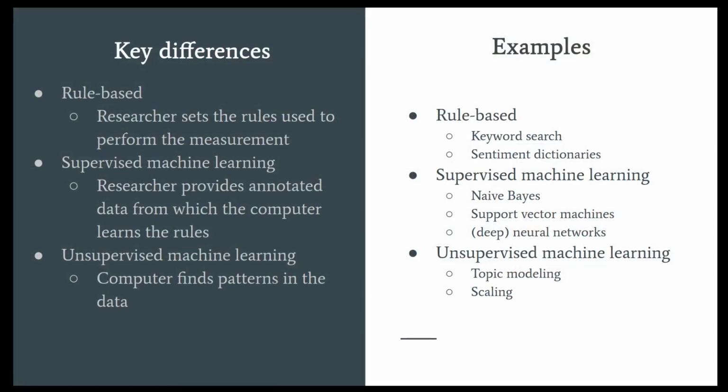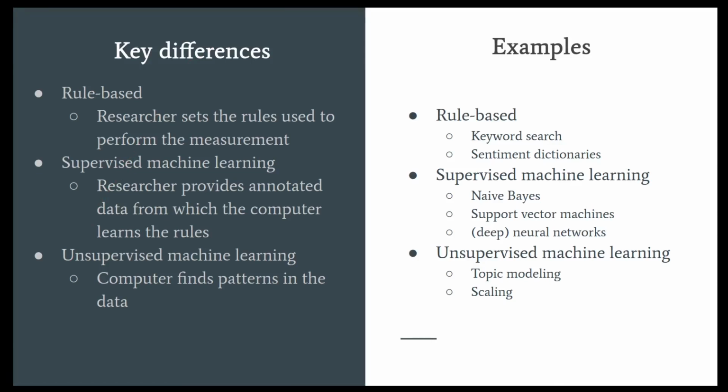So as a quick general recap of the main differences, in a rule-based approach, the researcher sets the specific rules to perform a specific type of measurement on texts. In a supervised machine learning approach, the goal is also to perform a very specific measurement, but instead of providing the rules for how to perform this measurement, the researcher provides annotated data from which the computer can then itself learn how to do this measurement. And the unsupervised approach is a bit of an odd one out here, because you don't really have this clear-cut measurement goal in mind. Rather, you provide some text to an algorithm, and then the algorithm finds some useful patterns that you can then use to perform certain types of analysis.